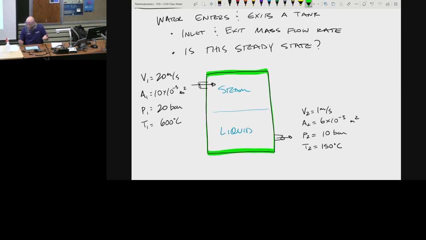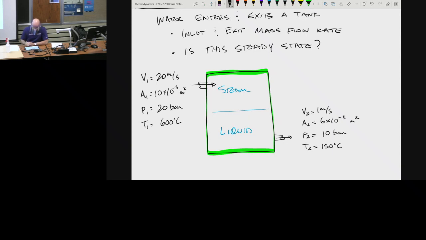And you look at it and you might think, well, that's not steady state right away, because there's 20 meters per second steam coming in, there's 1 meter per second coming out. It's not steady state. But remember, the steady state has nothing to do with the velocity. It has nothing to do with the volumetric flow rate. It only has to do with the mass flow rate. That's the main thing that we have to be worrying about here.